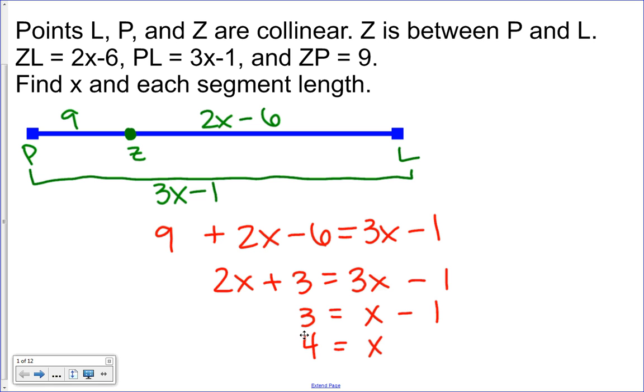To get each length, remember because I do want each segment length, I already know ZP is 9. To get ZL, I'm going to do 2 times 4, which is 8, minus 6, which is 2. And then to get the entire length of PL, 3 times 4, which is 12, minus 1, which is 11. One thing to always make sure, your two parts should add together to equal the total. Since ZP is 9 and ZL is 2, that adds to equal 11, which means I probably did it correctly.